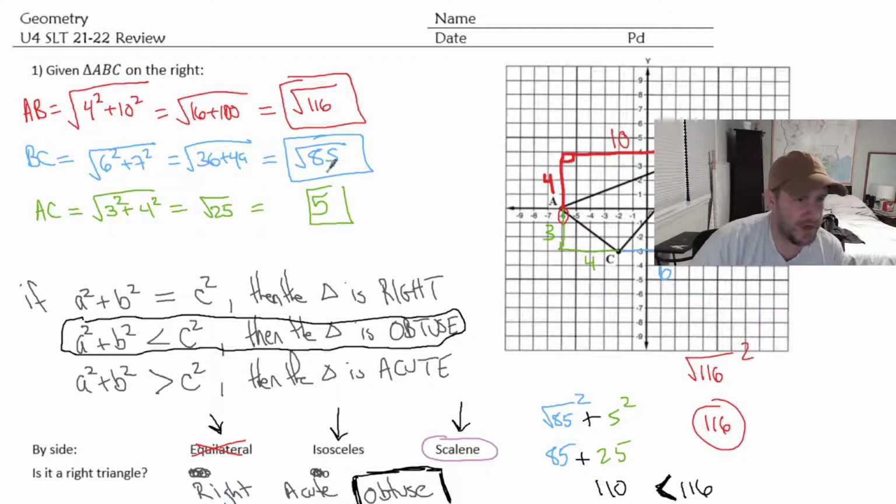Then take all your side lengths, take the very biggest side and square it. Then take the other two sides and square them and add them together. And if the two numbers you get are the same, then you're a right triangle. But if c squared is bigger, then you're obtuse. And if c squared is less, then you're acute.